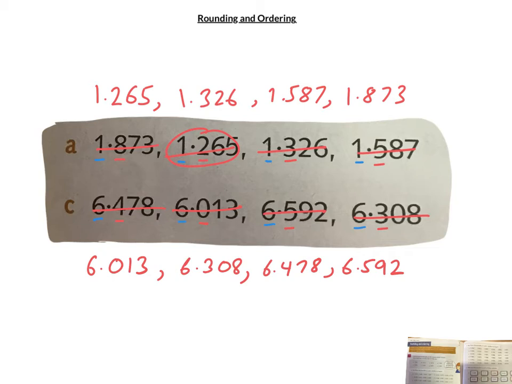So if one house or column is the same for each number, go to the next house or column. If that's the same, then move on to the next one. And just keep going until you find a house or column where the digits are different, and that will enable you to order the decimals.